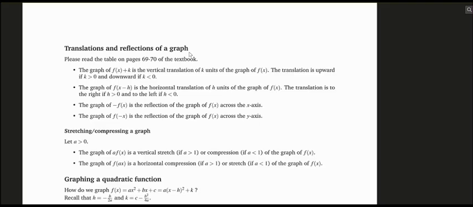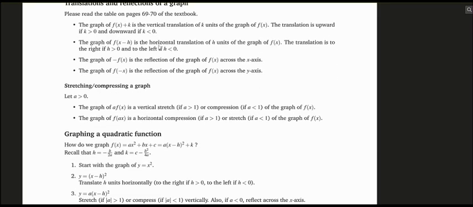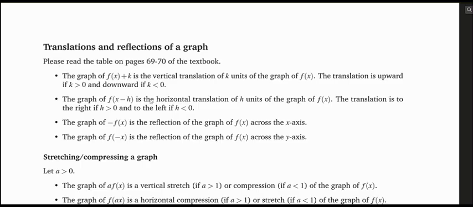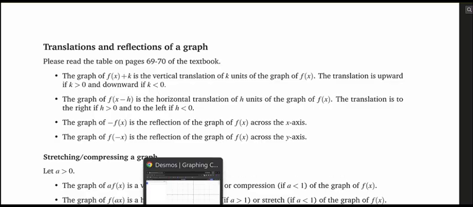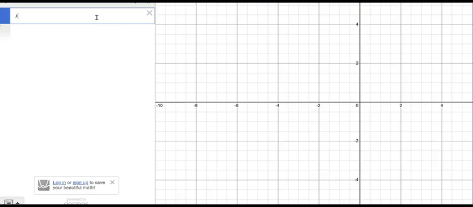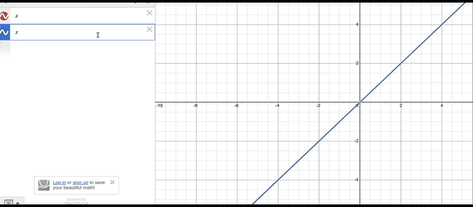Let's move on to properties of graphs, translations and reflections of a graph. So take, for instance, the concept of a vertical translation. If you have a function f of x and you know its graph, if you add to that plus k, for instance, if you start out with x, and if you take x plus 3, then because I added the plus 3 to it, which is positive, I vertically shifted my graph 3 units upwards.